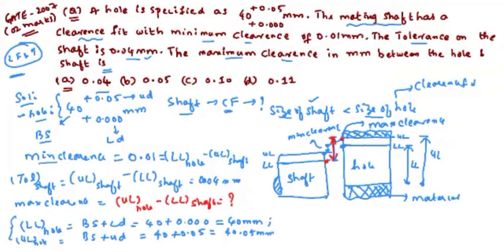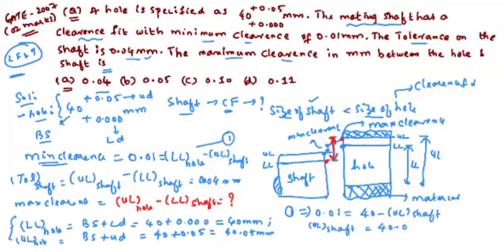You can use this data. So let's keep this equation as the first equation. So 1 implies 0.01 is equal to lower limit of the hole, which is 40, minus upper limit of the shaft. So from this you will be getting upper limit of the shaft is equal to 40 minus 0.01, so it is equal to 39.99 mm.